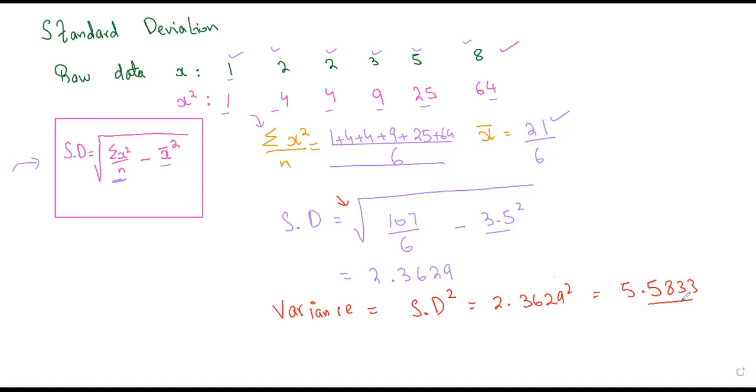This is how we do it for raw data. If you have raw data like this, which does not have frequency, you just need one extra row or column where you write down the values of x squared. Then you write down summation x squared and divide that by n. And then you need summation x by n, because this is your mean.